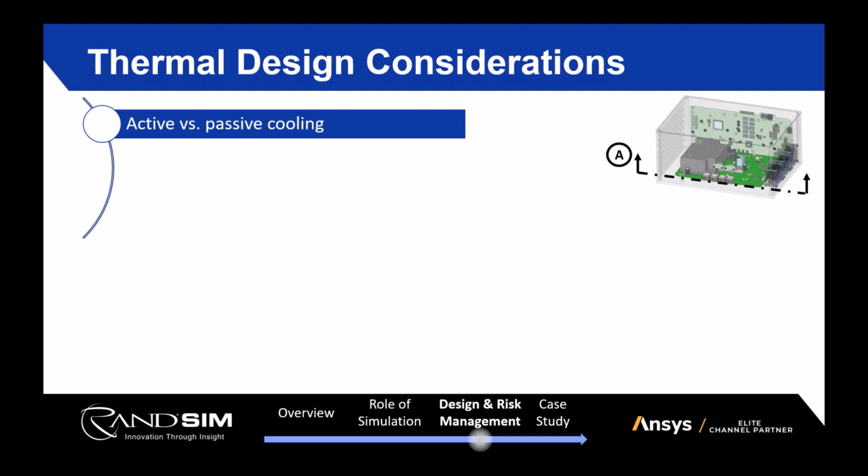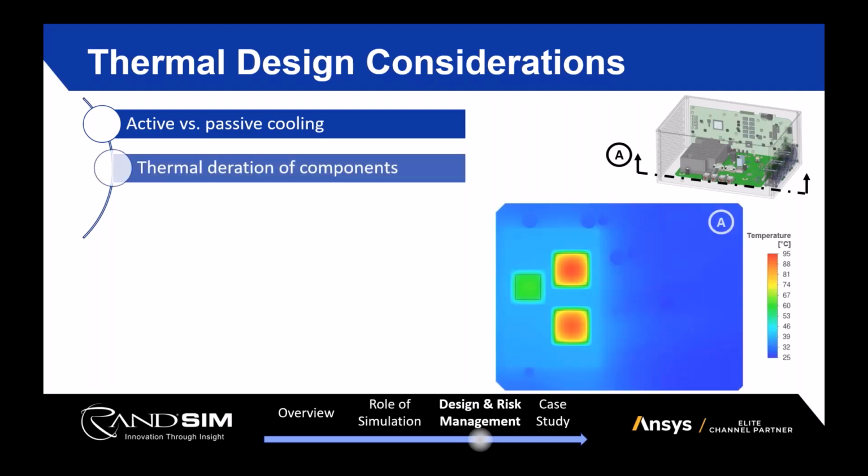And if we aren't able to address these with active or passive cooling, you can get into thermal derating of components, right? This is pulling back either the voltage applied, the current going through it, or whatever it may be, the processing capabilities of your PCB components, to minimize the amount of heat generated during some of these adverse events.